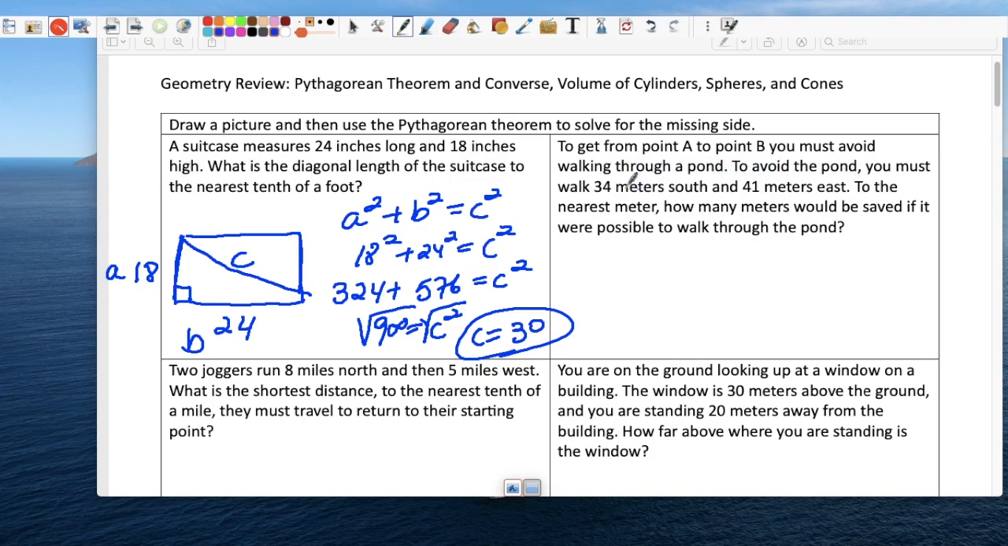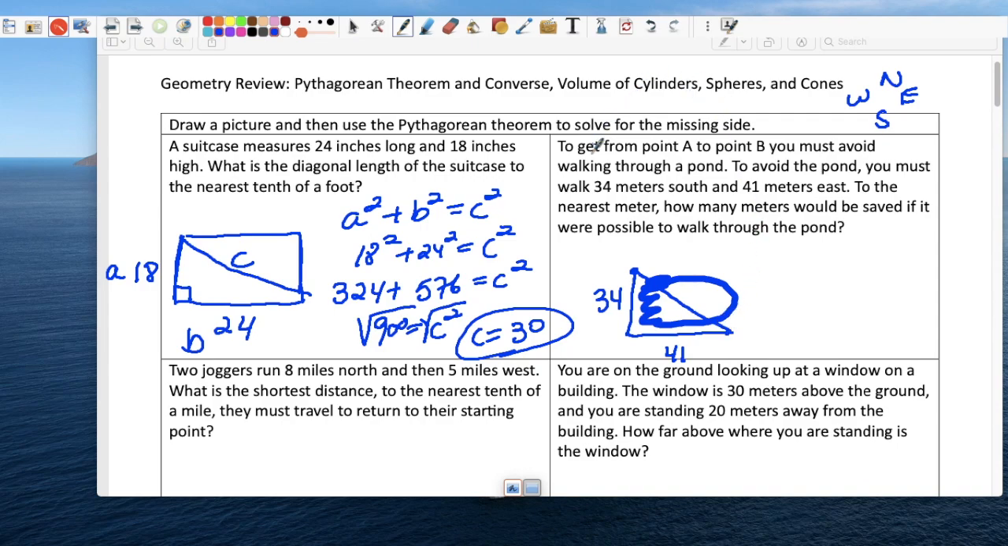Next one. To get from point A to point B, you must avoid walking through a pond. To avoid the pond, you must walk 34 meters south. So imagine you're here. So north, south, east, west. So you're going to go south 34 meters, and then you're going to walk east 41 meters. And then, to the nearest meter, how many meters would be saved if it were possible to walk around the pond? So apparently there's a pond here. If you could cross the pond or walk on water, what would be that distance?